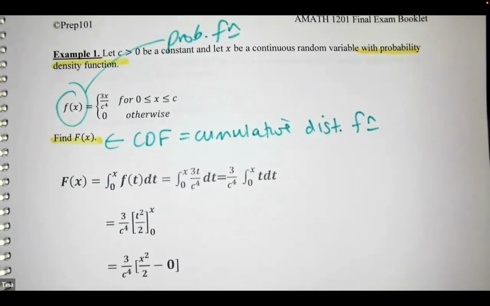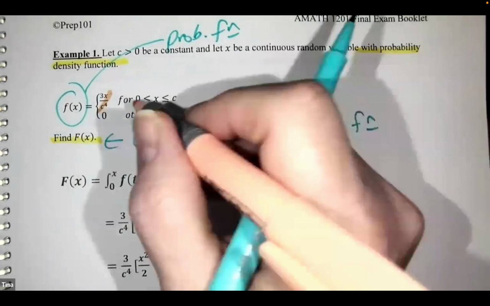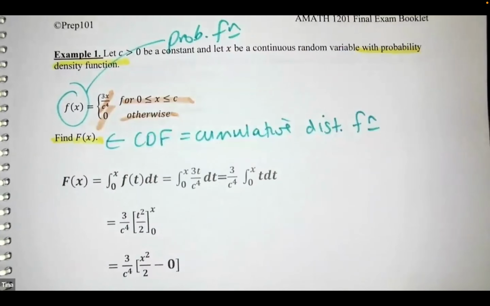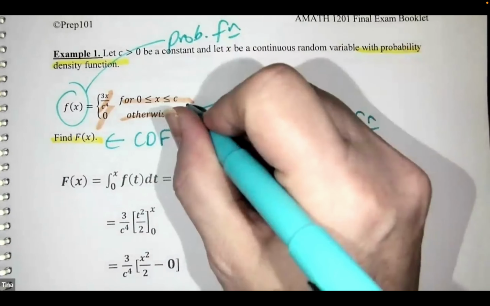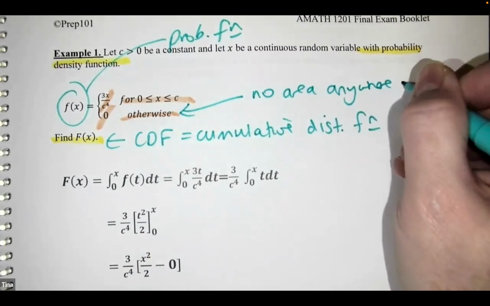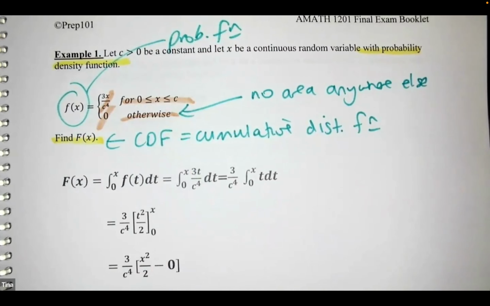Okay, so let's see what they say. It says little f of x is 3x over c^4 for 0 to c and 0 otherwise. So that means 0 otherwise just means there's no area anywhere else on the graph. The only area is from between 0 and c.